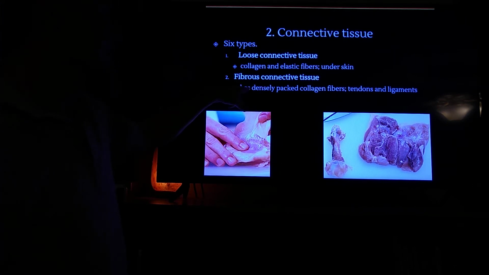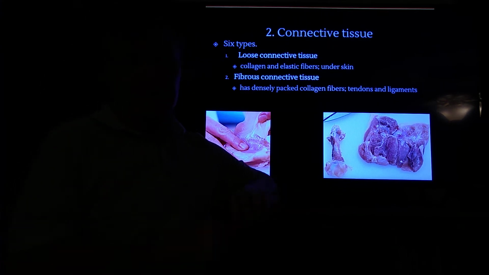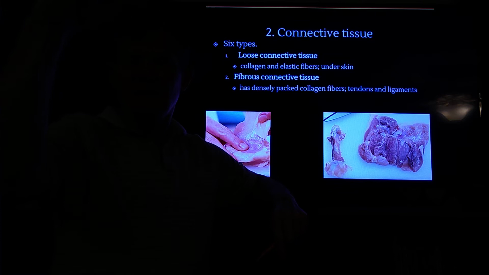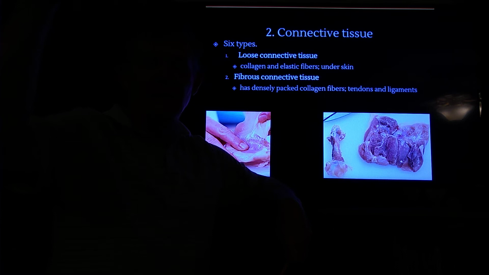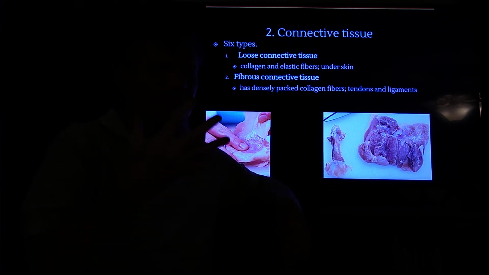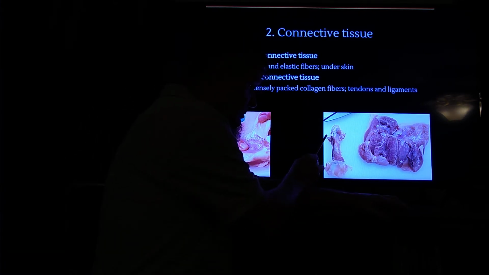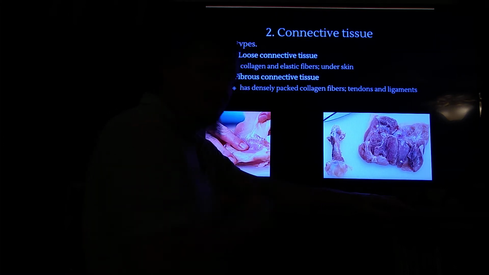Dense connective tissue has densely packed collagen fibers like tendons and ligaments. If you've ever eaten a chicken leg, there's that little flag thing on the side of the chicken leg, right? That little piece of gristle that most people don't like. That is specifically a tendon. It's a tendon that connects the muscle to the bone. That weird clear bit at the end of the chicken leg, the end of the chicken muscle, that's another tendon. And most people don't like to eat them. So tendons, actually this right here, see that little piece sticking out right there? That's that little tendon that connects this muscle to bone.